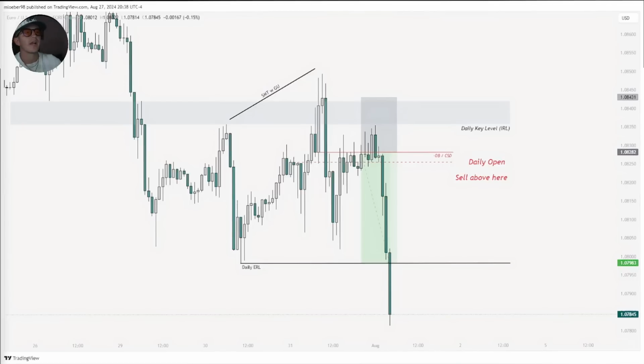Now, I've already showed you guys the base foundation of my model, which is internal and external range liquidity, SMT divergence, and now adding this third piece of the puzzle, which is selling above daily open if bearish, buying below daily open if bullish, and the same thing for weekly, buying below weekly open if bullish, and selling above weekly open if bearish. Add these to your trading arsenal, and I promise you, your win rate will increase dramatically.